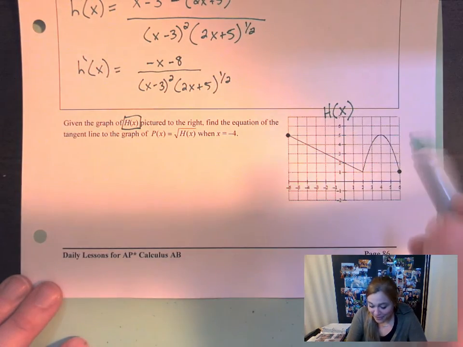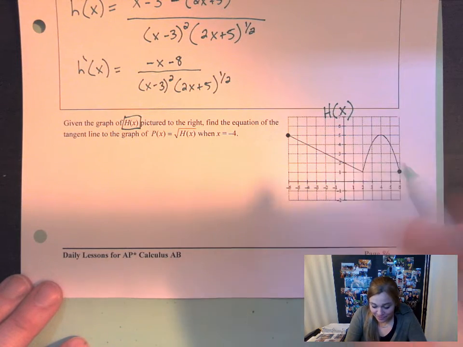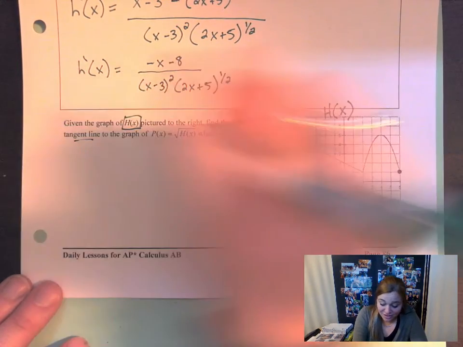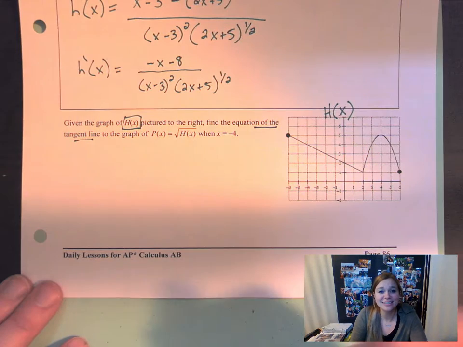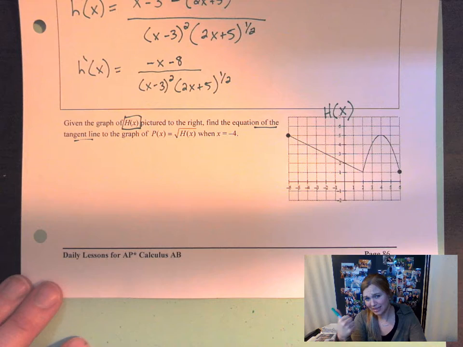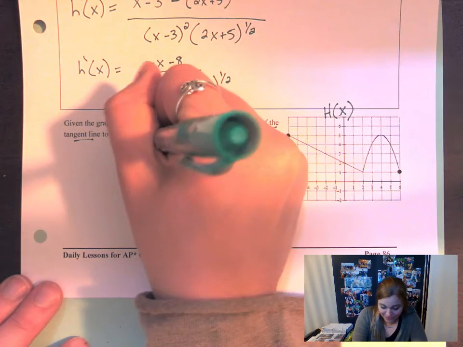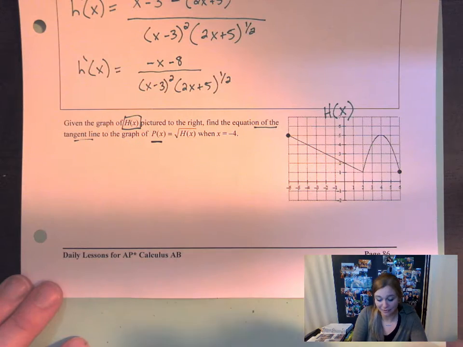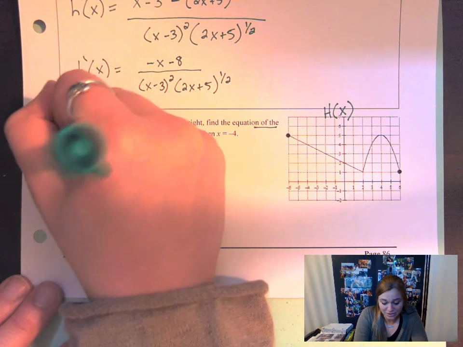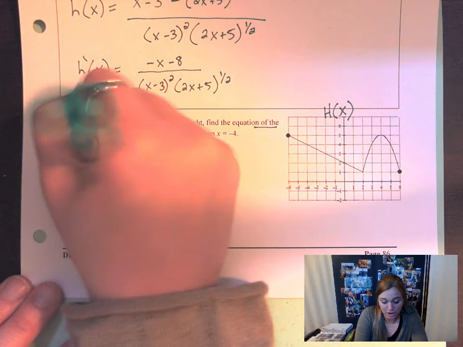Okay, moving on. This is h of x over at the right. Find the equation of the line tangent to the graph. Oh, the equation of the tangent line. It's like coming back to an old friend. What do you need for the equation of the tangent line? A slope and a point. And it says tangent to the graph of p of x. So I need the slope and the point of p of x. So the slope of the tangent line, also known as the derivative, would be p prime.